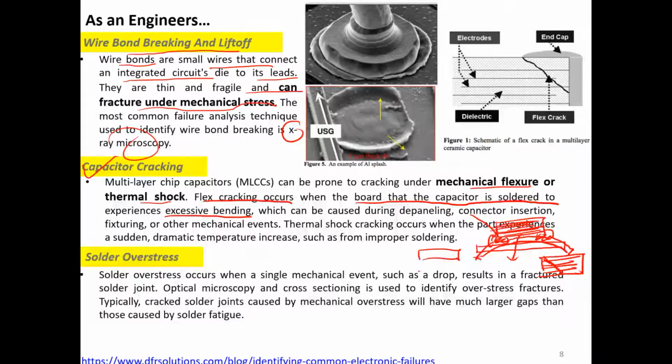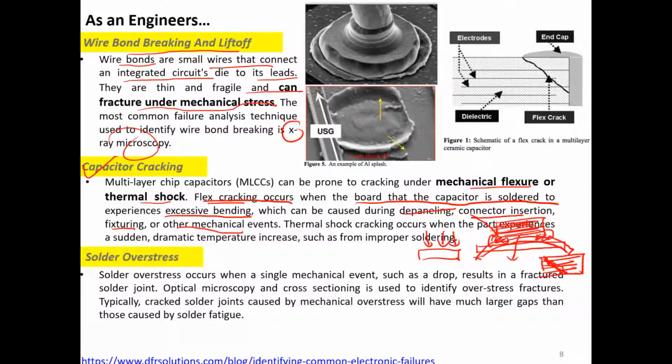Why? Because the capacitor is a ceramic material. Ceramic material is mostly strong in compressive stress, but not in tension stress. So during soldering, this ceramic material cannot extend with the tension of the solder part. So what happened? It cracks. That's what we call flex cracking. It also can be caused during depaneling, connector insertion, fixturing and other mechanical events.